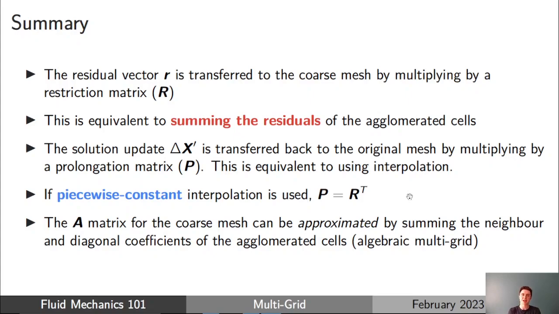And the A matrix is perhaps the most challenging of the vectors and matrices to transfer to a coarser mesh, and we can actually just approximate it by using the algebraic multigrid. And this is really useful for CFD codes because it's more efficient for us when we're transferring between multiple levels and we're not having to construct new A matrices every time we go.